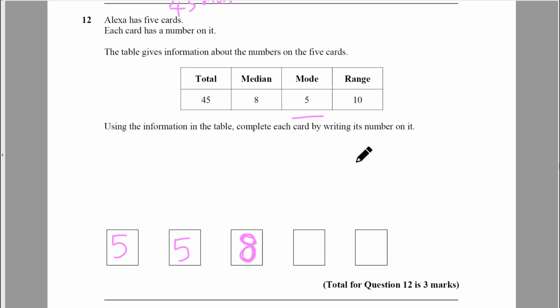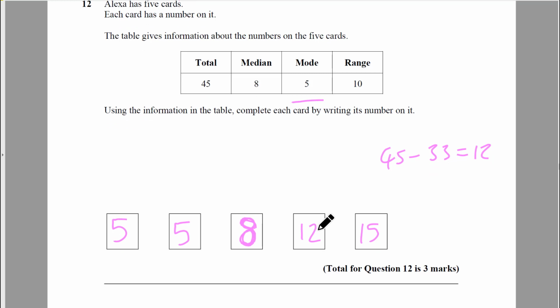Now we've got the range of 10. That's got to be 15. 10 minus 15 is 5. Now we need a total as 45. Well, that's 10, 18, 33. So 45 minus 33 equals 12. That fits. That answer is 12. That question is done.